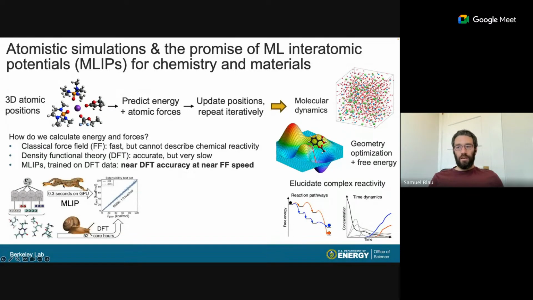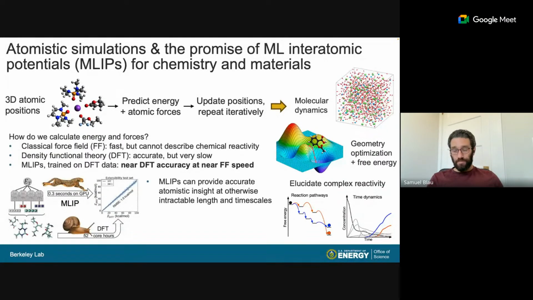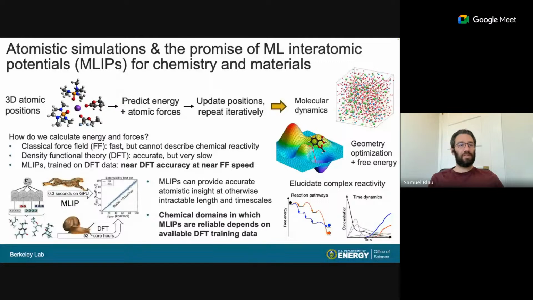And just as a comparison, this is a figure from one of Alexander Isayev's early MLIP papers. A DFT calculation that would take 52 core hours on a GPU takes a fraction of a second, just showing the acceleration that ML can offer in this case. But the MLIPs can provide otherwise intractable atomistic insight, but the domains in which they are reliable depends on the available training data. And this is something that we all know about machine learning. It's all about the data. If you have large, diverse, and high-quality data, then you can build really powerful machine learning models.